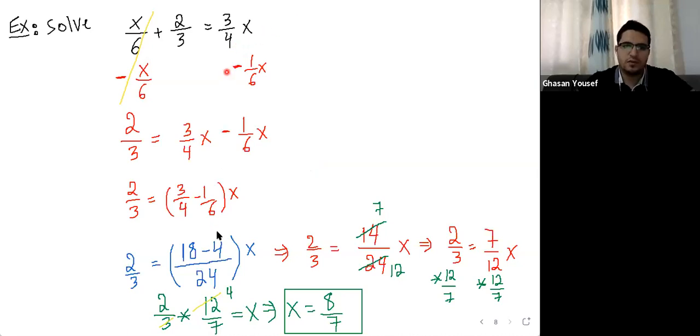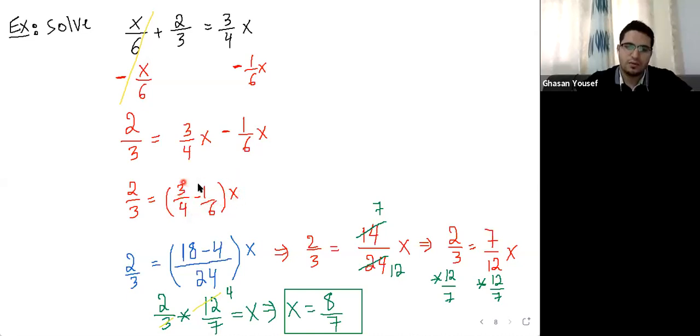So you just have to follow the steps, because the fractions here are a little bit confusing, but if you follow the steps, you will get the answer. Again, you're moving the x to one side and the number to the other side. So I subtract x/3 from both sides. Now what is left is 2/3 equals 3/4x minus 1/6x. Now we factor this, so I get 3/4 minus 1/6, everything times x.